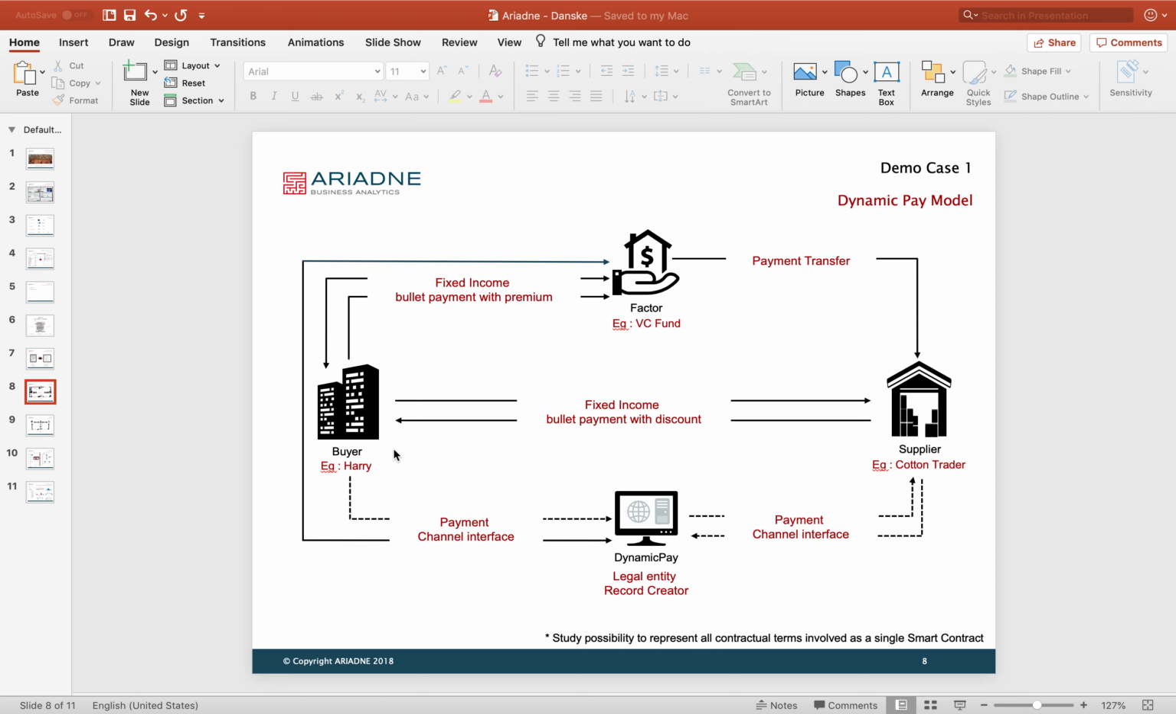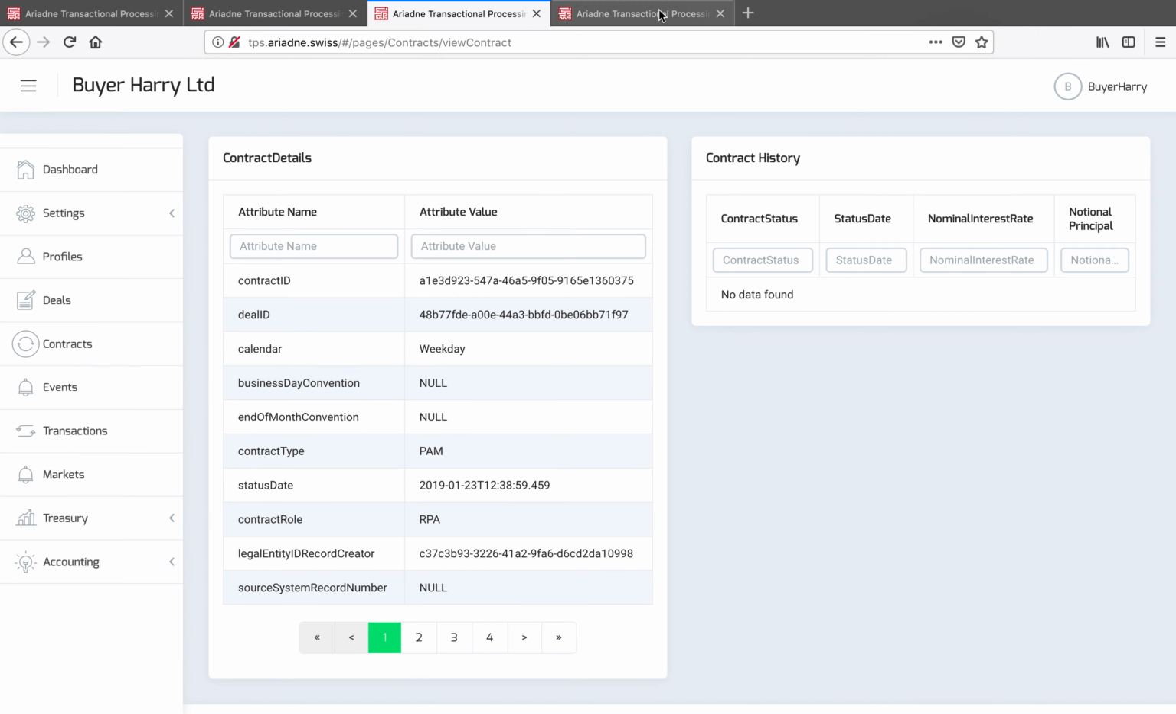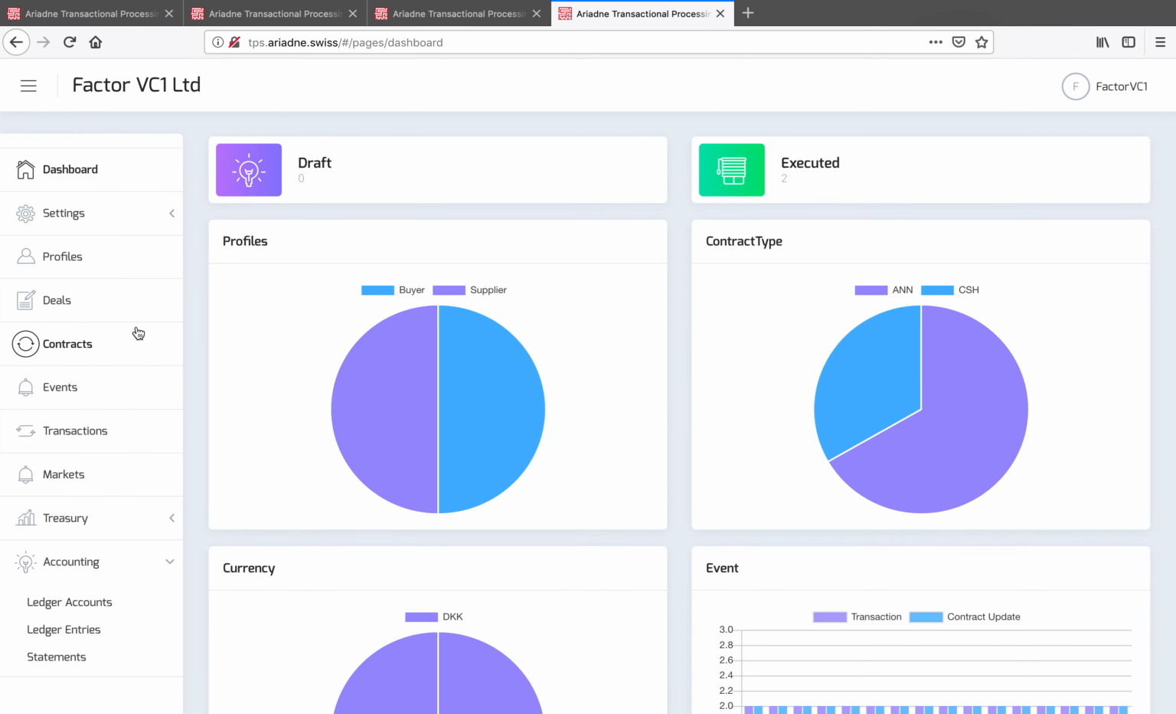The same process can also be followed between the factor and the buyer, if the buyer is the financer for his invoice from the supplier. In such a case, payments can also be made to directly move from the factor to the supplier for the agreed terms and amounts. Now let's look at the factor.